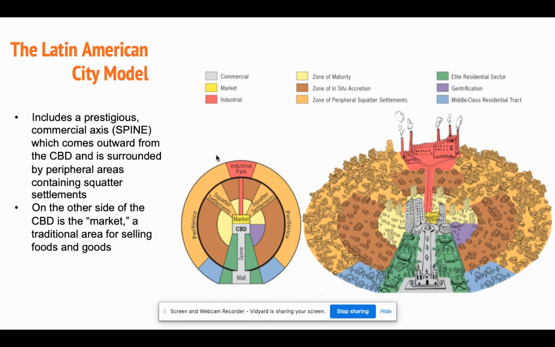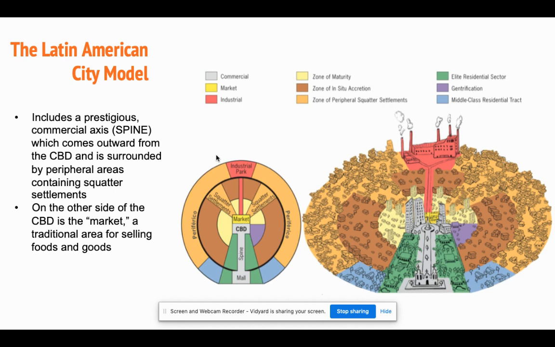Okay, so for the next couple of models, we're going to focus on models that are not in the developed areas necessarily. So Latin America, Sub-Saharan Africa, and Southeast Asia. These are not modeled on American cities. Obviously, these are also not modeled on European cities. So they're going to be very distinct. Okay, but yet again, every single Latin American city doesn't always follow this perfectly, but this is just a generic thing.